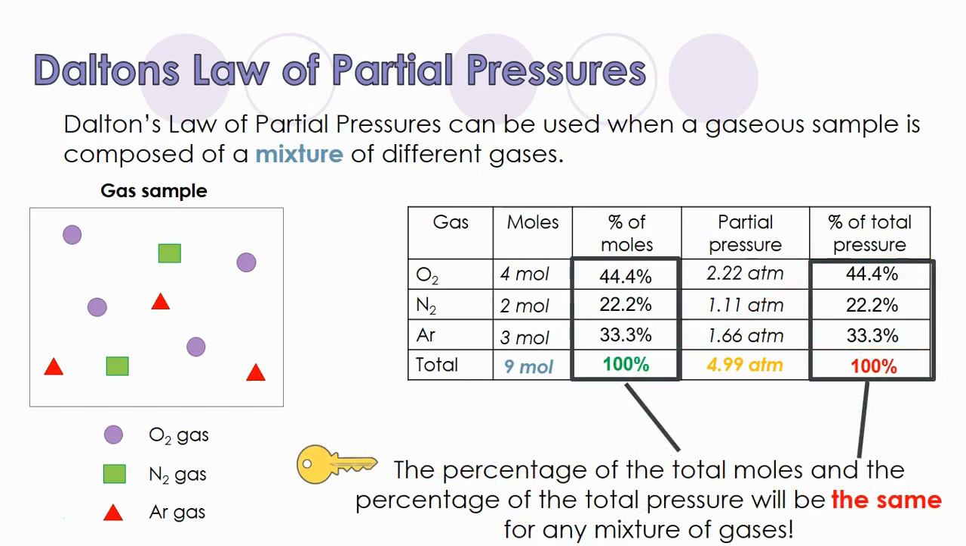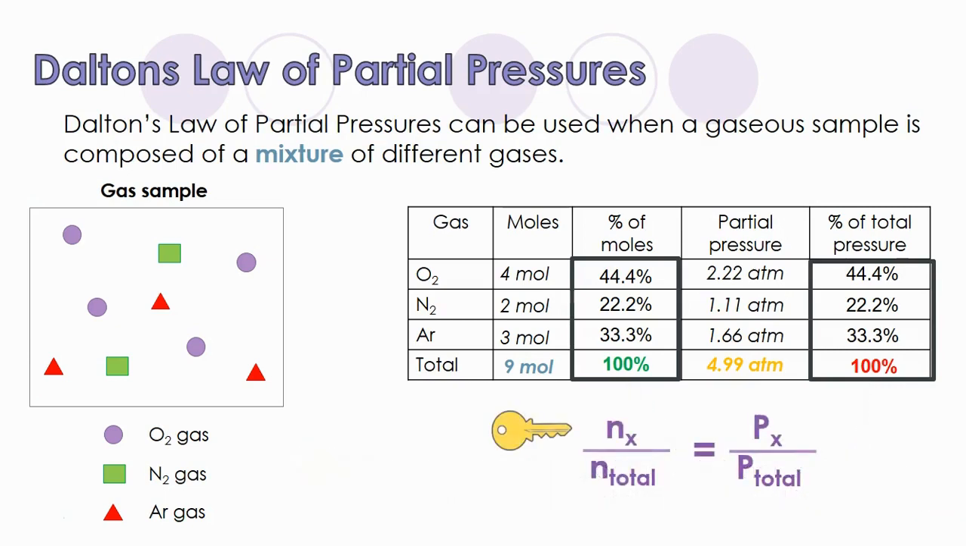What you can notice is that the percent of moles inside of a mixture of different gases and the percent of total pressure are actually the same. So the key idea is the percentage of the total moles and the percentage of the total pressure will be the same for any mixture of gases. Keeping that key idea in mind, we have another formula that we also use for Dalton's law of partial pressure.